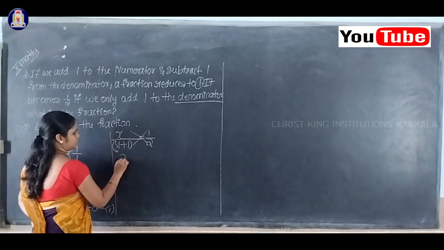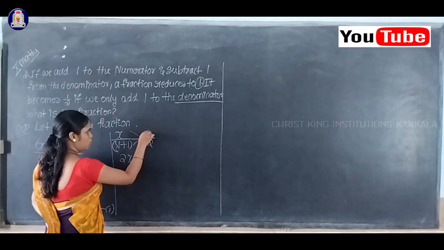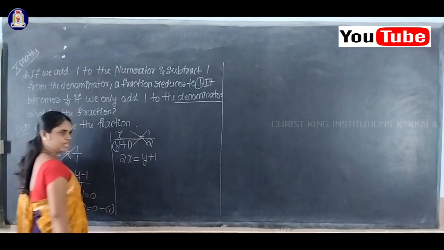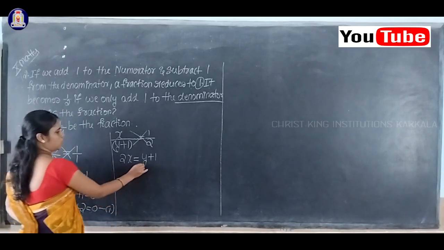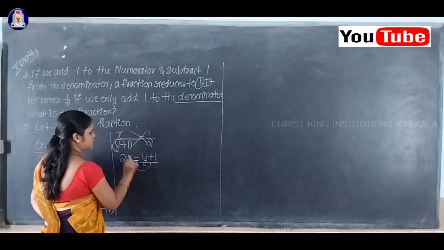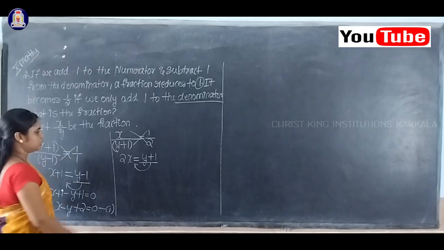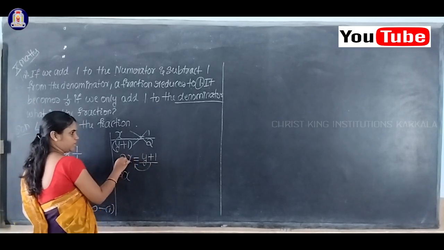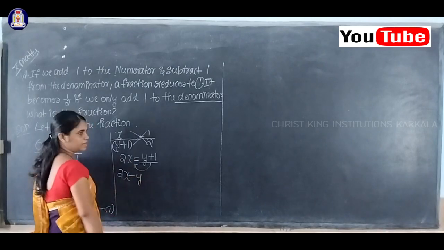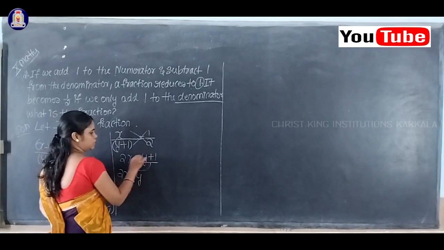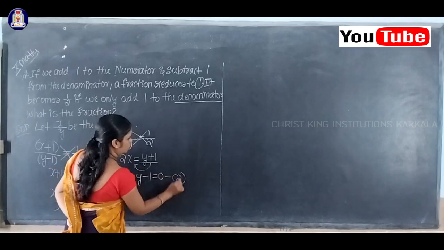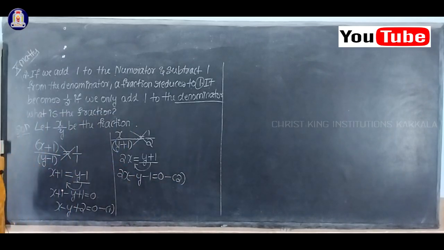2 into x is 2x, and 1 into y plus 1 is nothing but y plus 1 itself. Now shift this right hand side term to the left hand side. So 2x will be as it is, while y comes to the left hand side and becomes minus y, and plus 1 comes to the left hand side and becomes minus 1. So, equal to 0. This is equation number 2.